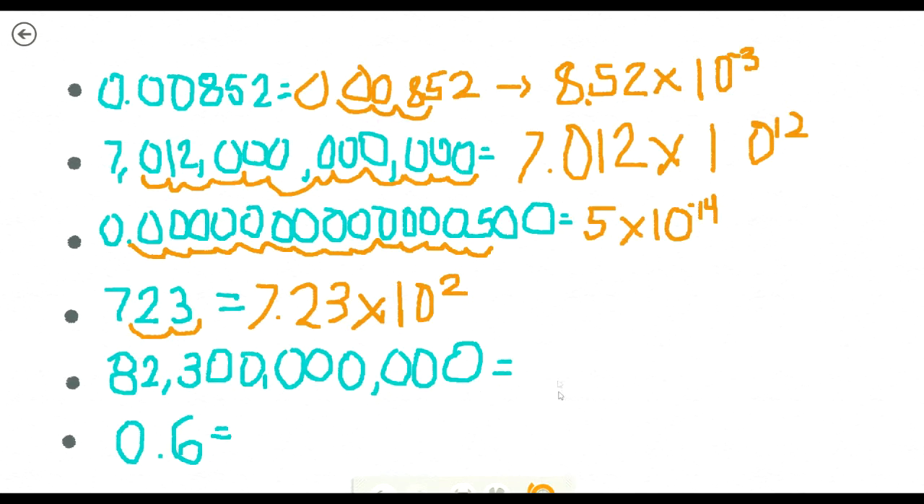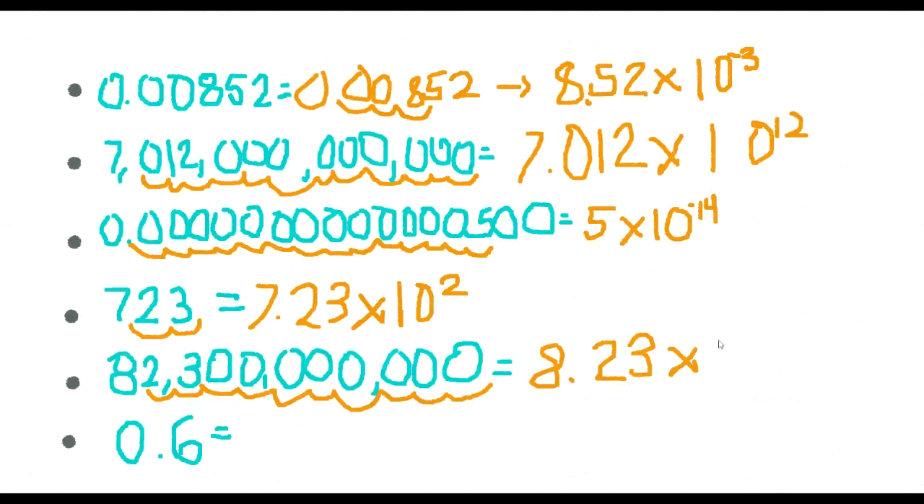Okay, let's try this. 1, 2, 3, 4, 5, 6, 7, 8, 9, 10. So it's going to be 8.23 times 10 raised to, how many is that? It's 10. Okay, here we go. We'll just move it 6 times. Wait, sorry about that. 6 times 10 raised to negative 1. Okay.